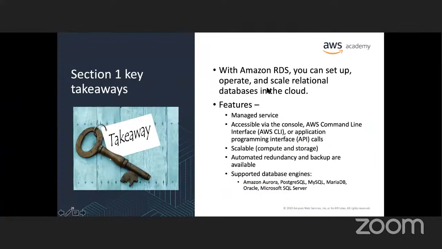So with Amazon RDS, you can set up, operate, and scale relational databases in the cloud. It's a managed service accessible via the console, the AWS command line interface, that's a CLI, or application programming interface, API calls, right? So it's scalable, you can scale the compute power, you can scale the storage, automated redundancy and backup are available, and the supported database engines are Aurora, PostgreSQL, MySQL, MariaDB, Oracle, and Microsoft SQL Server.